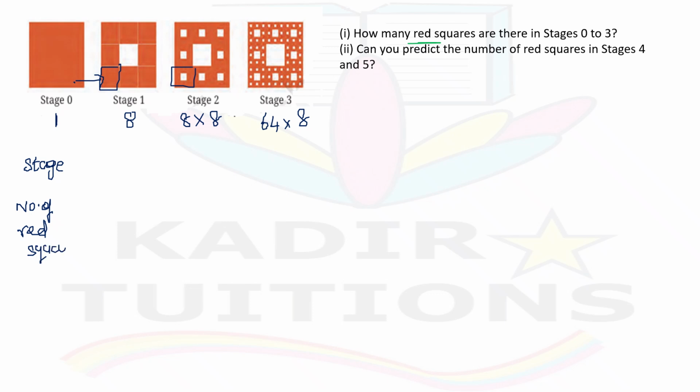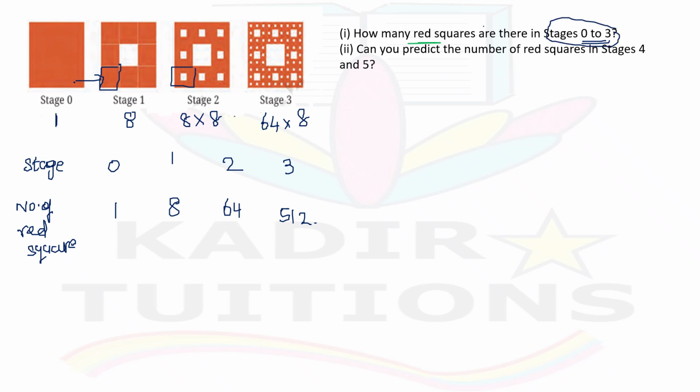So at stage 0, how many red squares are there? 1. At stage 1, there are totally 8 red squares. At stage 2, 64 red squares. At stage 3, 512 red squares. So we want actually till stage 3 only. So this is enough. But here the question is how many red squares are there from this to this now?